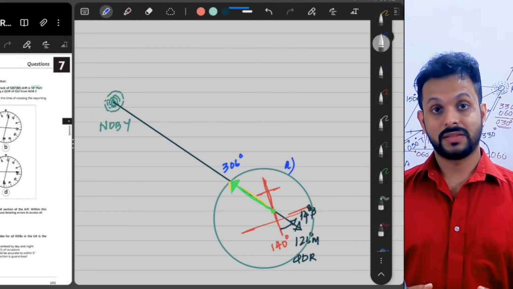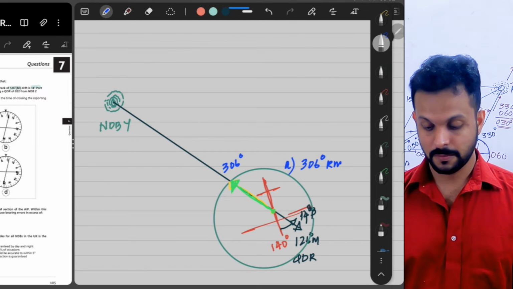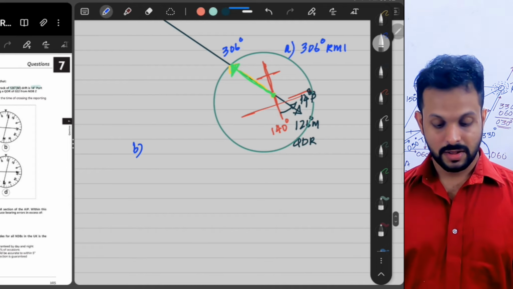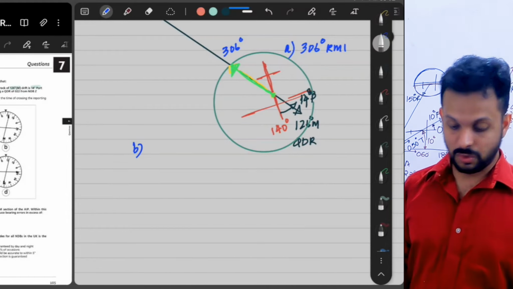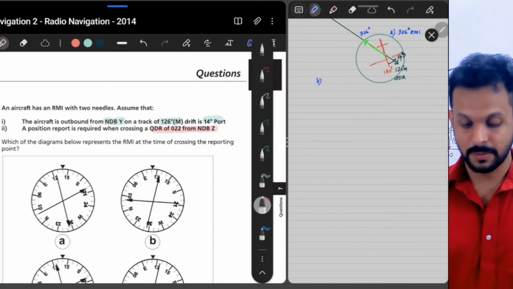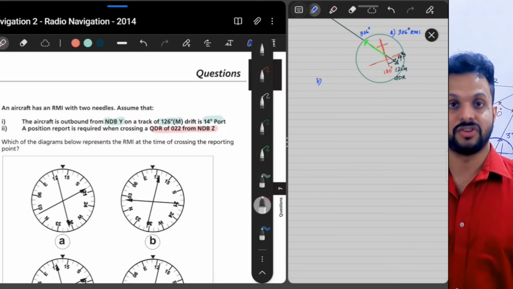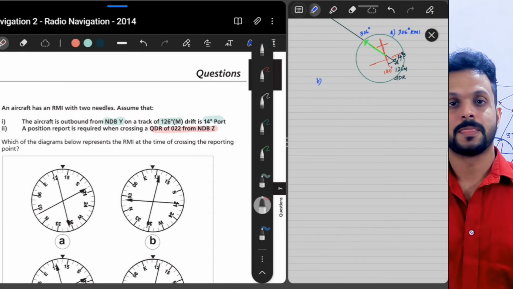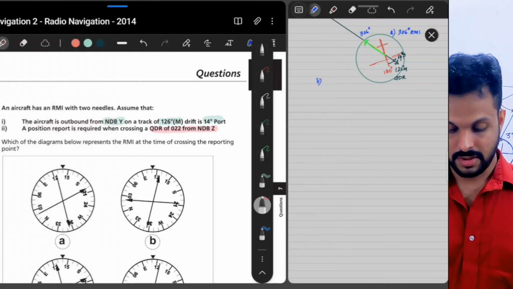Now, along with this, bring the assumption Bravo into practice. So basically, we are looking at 306 RMI indication here for assumption Alpha. Let's look at assumption Bravo, where you are asked to report when you are crossing a QDR of 22 degrees from NDB Zulu, as you can see right here. So 22 degrees from NDB Zulu, as rightly they have mentioned, is the QDR, right? Let's look at this 22 degrees track from an NDB and position the NDB in such a way that it is relevant to our aircraft right here.